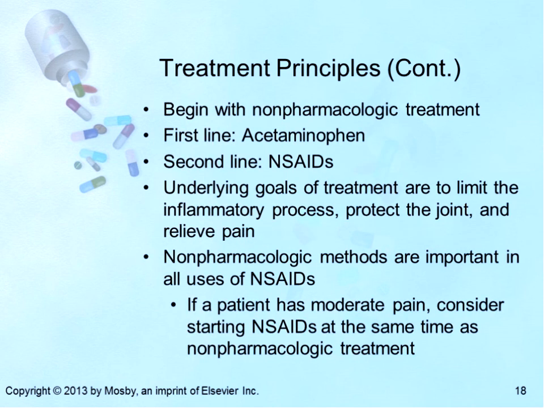So what are the cardinal points of treatment? You should begin with non-pharmacological treatment. When you need to move on to pharmacological treatment, the first line is acetaminophen, second line nonsteroidal anti-inflammatories. The underlying goals of treatment are to limit the inflammatory process, protect the joints, and relieve pain.